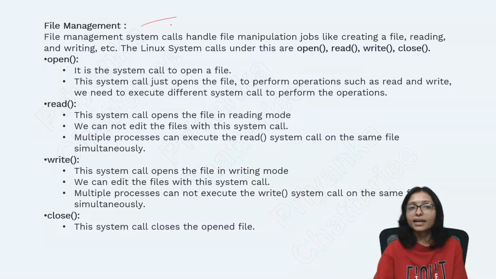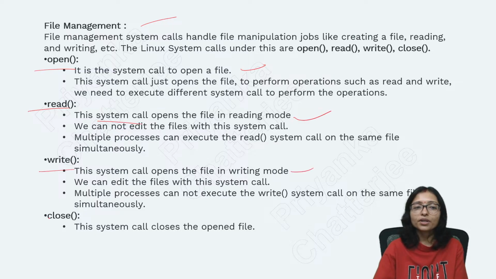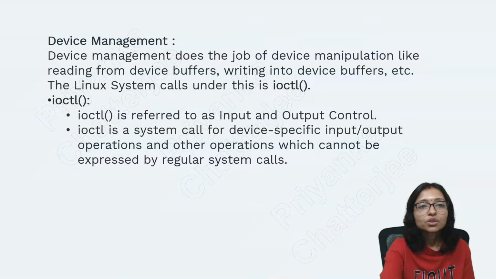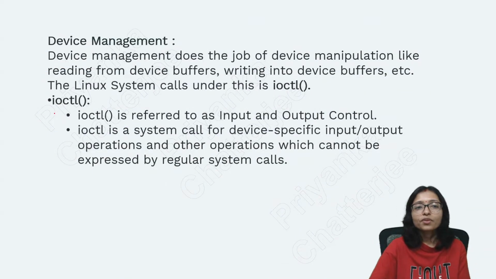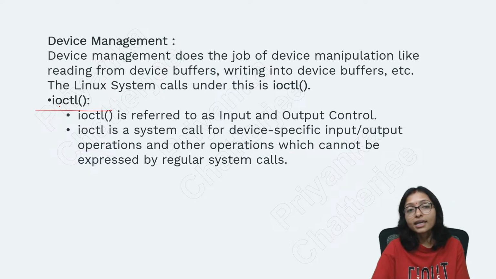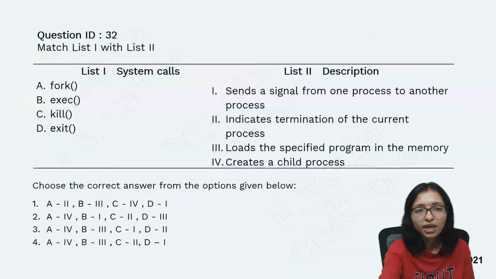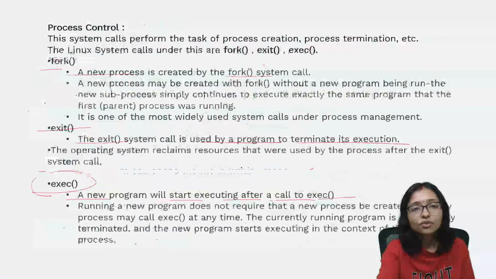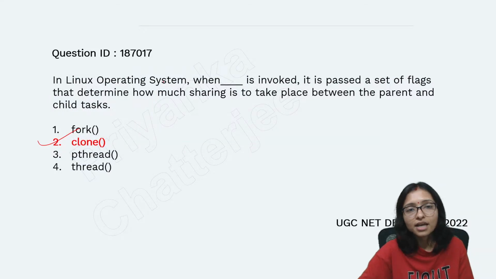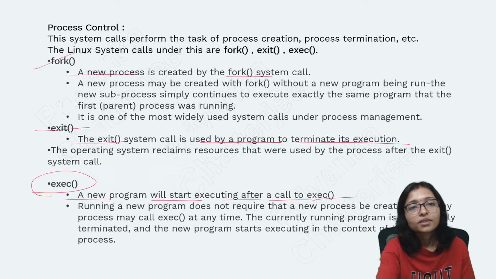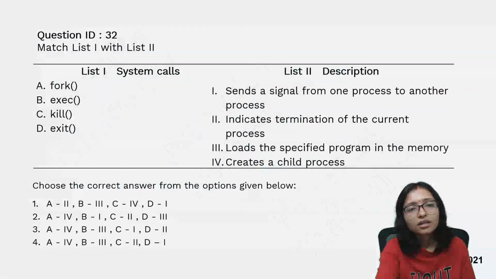And here are some file management operations like open, you are going to open a file. Read, it is going to read the file. Write, that is the write operation. Close, that is the close operation. Here are some device management calls like IOCTL, which means input output control. Other than that, getpid, alarm, sleep are also there. That is not that important. So from here only you got the question, this is the answer. When clone is invoked, it passes the flag. So the answer is clone.